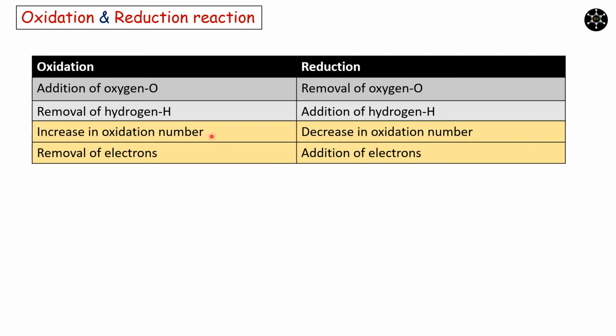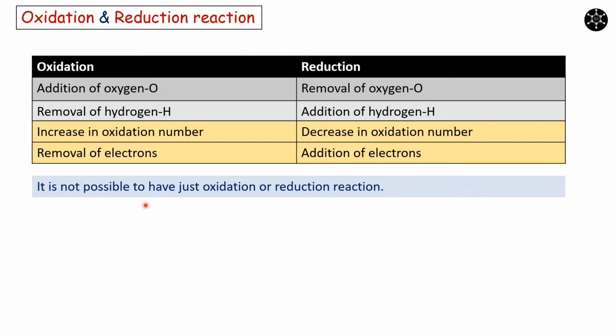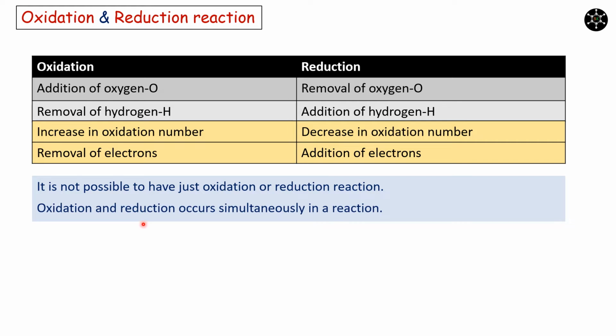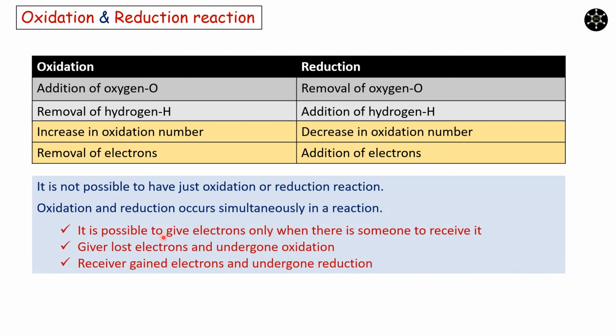Oxidation means increase in oxidation number or removal of electrons. Reduction means decrease in oxidation number or addition of electrons. Few more facts about oxidation and reduction reaction are: it is not possible to have just oxidation or reduction reaction, meaning oxidation and reduction occur simultaneously in a reaction because it is possible to give electrons only when there is someone to receive it. Giver lost the electrons and underwent oxidation.